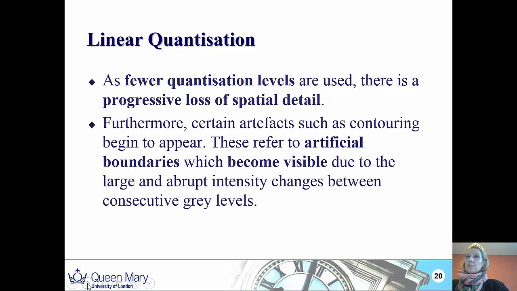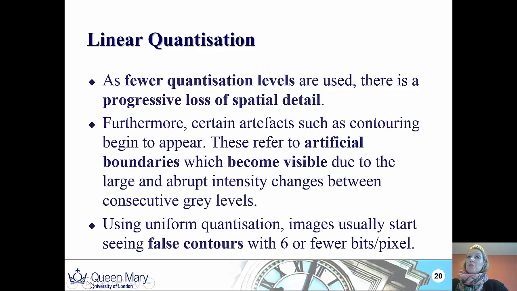Furthermore, certain artifacts such as contouring begin to appear. Contouring is a situation where we introduce some distortion into our reconstructed signal. It refers to when artificial boundaries in an image, for example, become visible, and this is due to abrupt intensity changes between different levels of grey. Because we're losing that detail in terms of small differences between individual values, this is represented as a large change in the actual reconstruction signal.